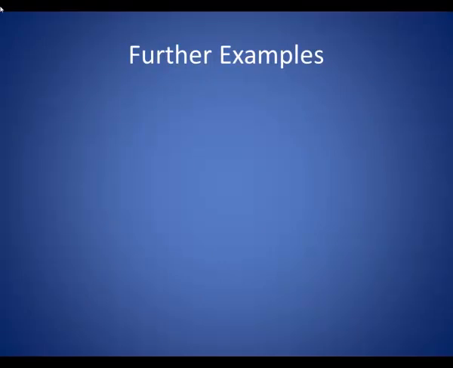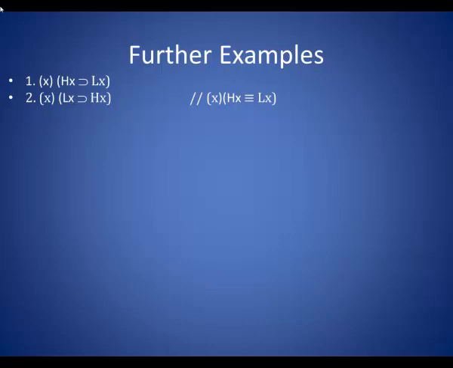Let's look at some further examples. So in this case, line 1 says, for all x, if x is h, then x is L. Line 2 says, for all x, if x is L, then x is h. My conclusion says, for all x, x is h, if and only if x is L.